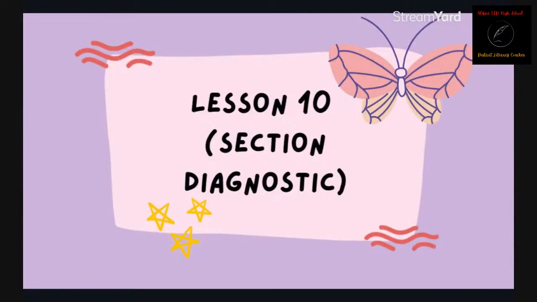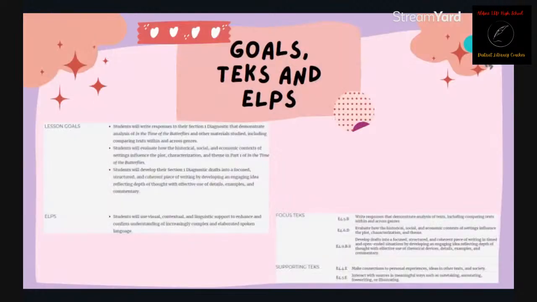Moving on to lesson 10, which is the section diagnostic. Students will write responses to their Section 1 diagnostic that demonstrate analysis of In the Time of the Butterflies and other materials studied, including comparing text within and across genres. Students will evaluate how the historical, social, and economic context of settings influences the plot, characterization, and theme in Part 1 of In the Time of the Butterflies.